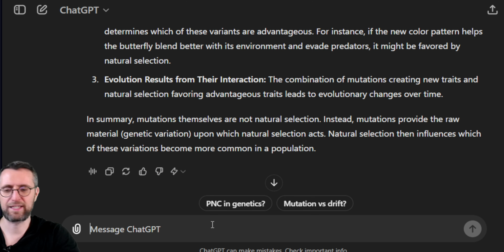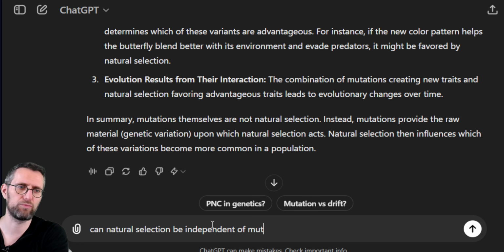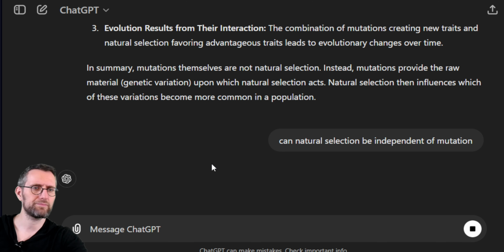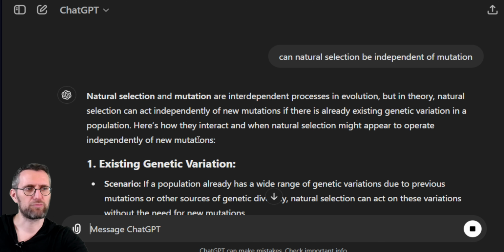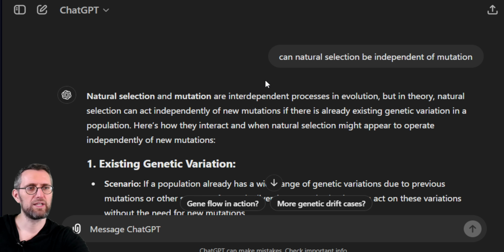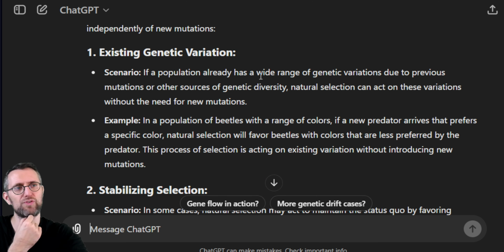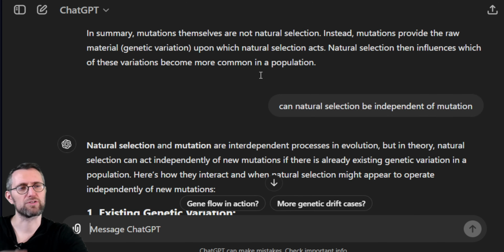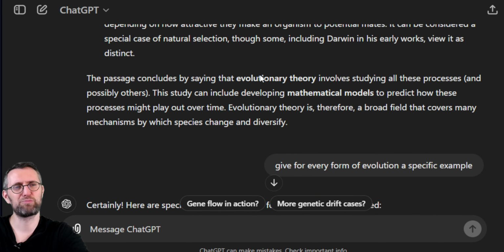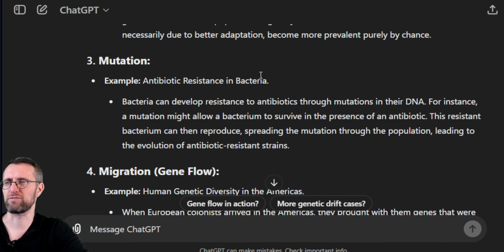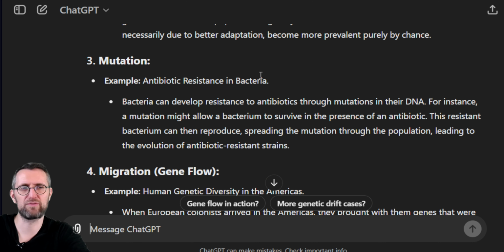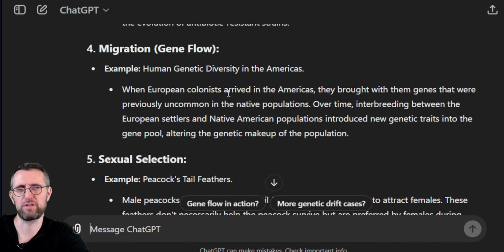So what I don't understand is, can natural selection be independent of mutation? They are interdependent processes in evolution. But in theory, natural selection can act independently of new mutations if there's already existing genetic variation in a population. Here's how they interact and when natural selection might appear to operate independently of new mutations. Existing genetic variations. Okay. Well, mutation seems to me pretty much a part of natural selection, or I don't know how mutation should lead to evolution without natural selection.